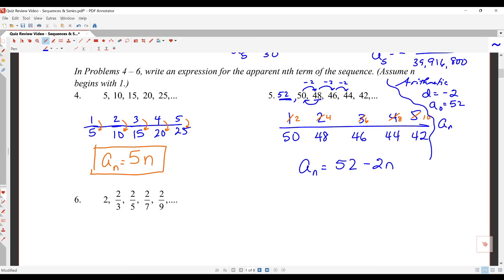And then our formula is d times n plus a_0. So d is -2, times n, plus a_0, which is 52. Okay, and you can see it's the same thing as what we have there. So I do think number 5 is a little bit easier to do if you notice it's arithmetic. It can be pretty challenging completely just on your own without any sort of direction.